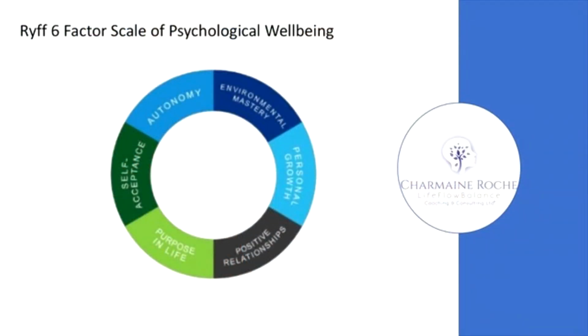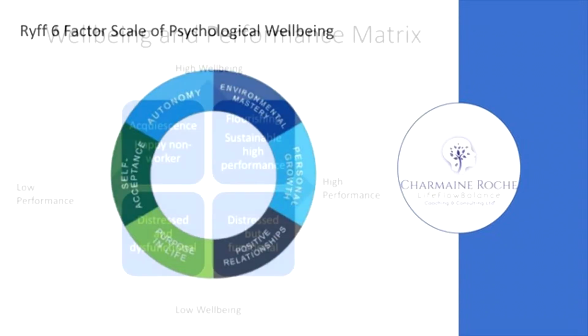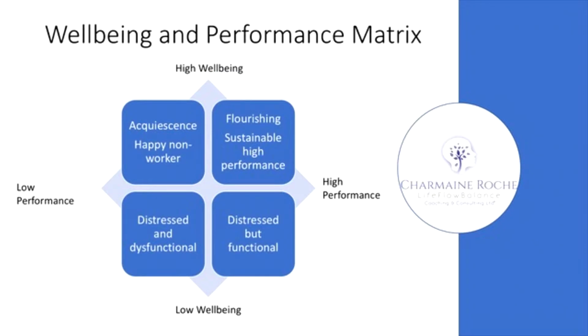The second diagnostic tool I use is the RIF 6-factor scale of psychological well-being. And I've chosen this tool because I have a huge commitment to well-being for my clients, and because there is a direct correlation between high performance and well-being if you want improvement to be sustainable in the long term. And I use the well-being and performance matrix as my framework for thinking about the correlation between performance and well-being.